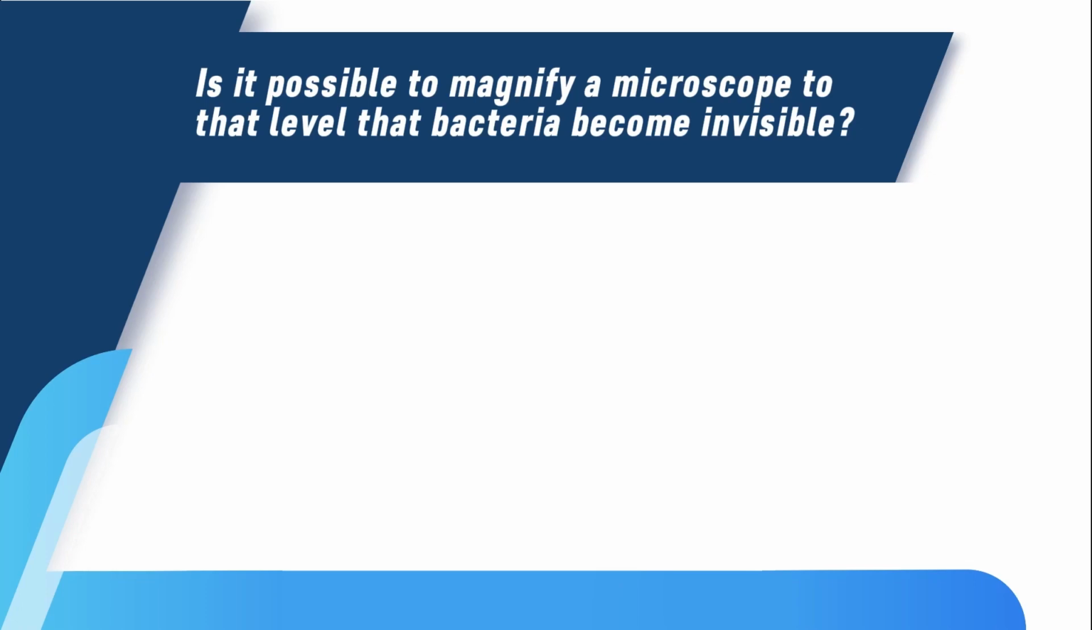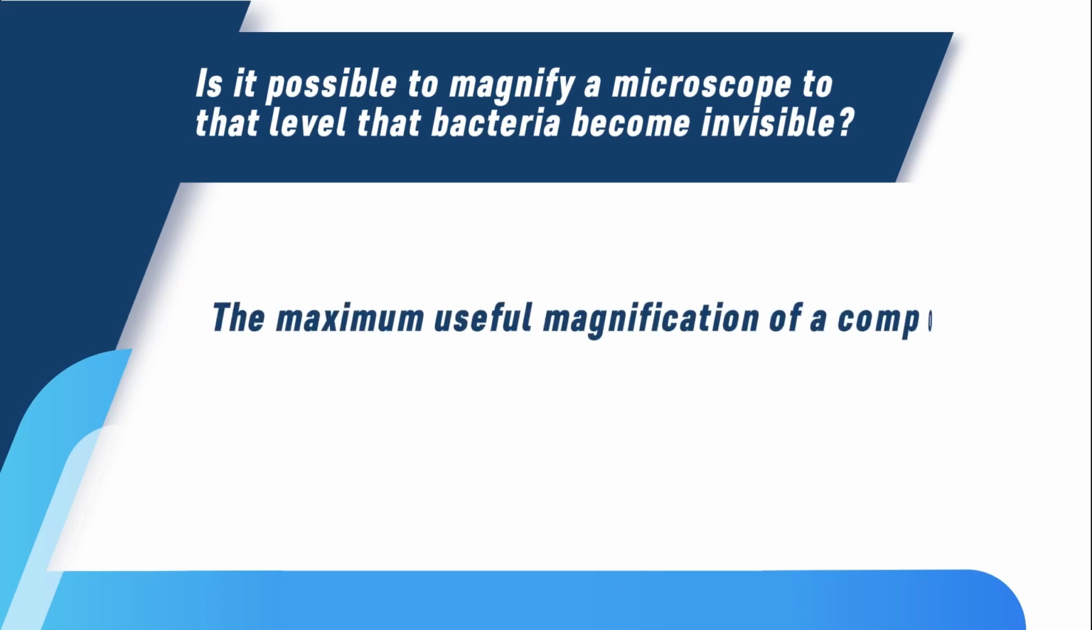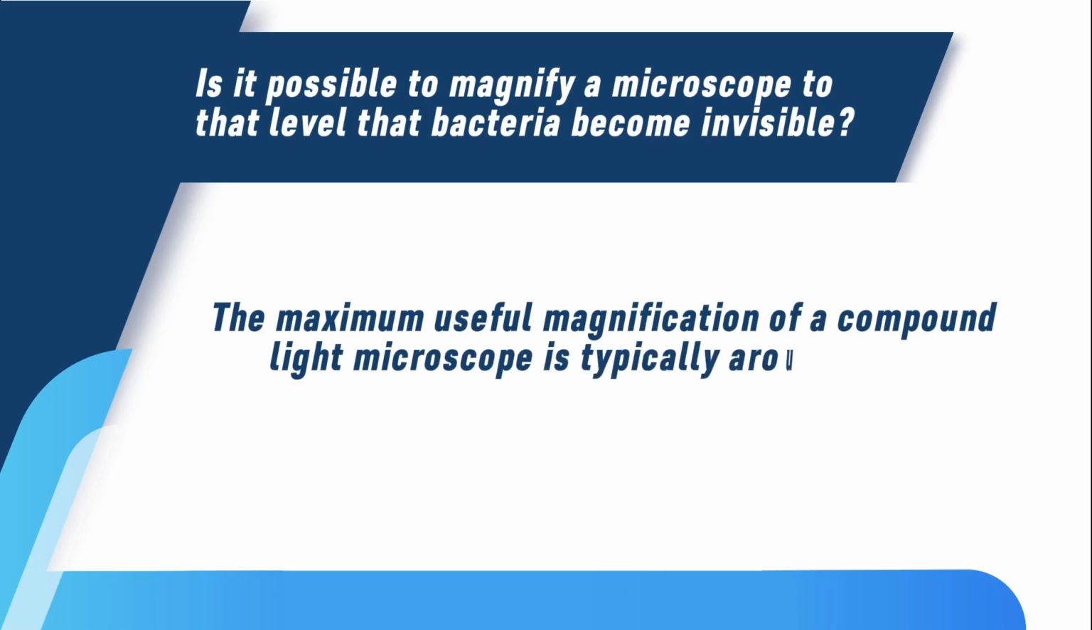When the magnification exceeds this limit, the image may become blurred or distorted, making it difficult to see fine details such as bacteria. The maximum useful magnification of a compound light microscope is typically around 1000x. Beyond this point, the resolution is limited by the diffraction of light, and the image quality deteriorates. Increasing magnification without improving the resolving power of the microscope does not provide clearer or more detailed views of bacteria.